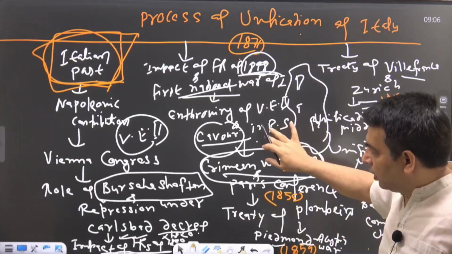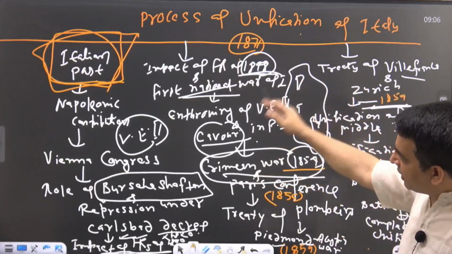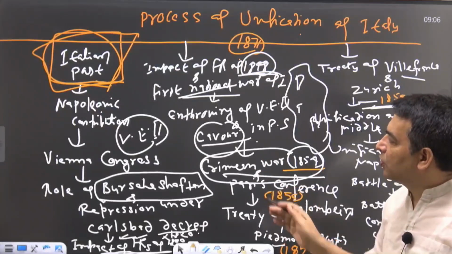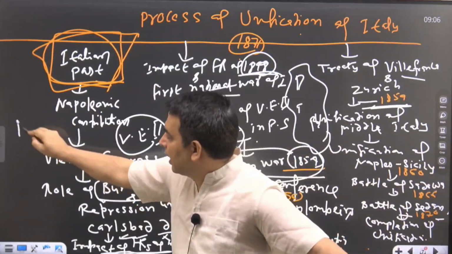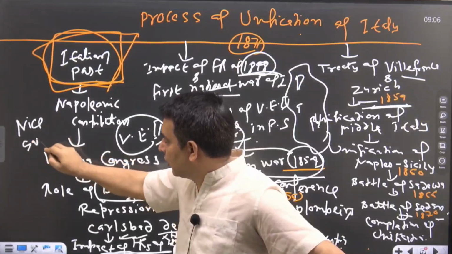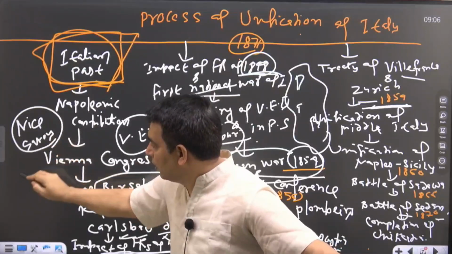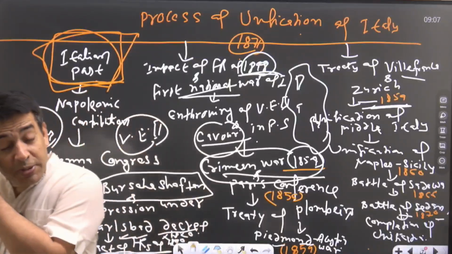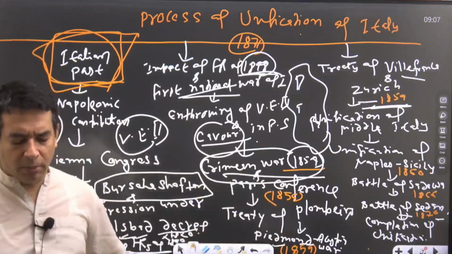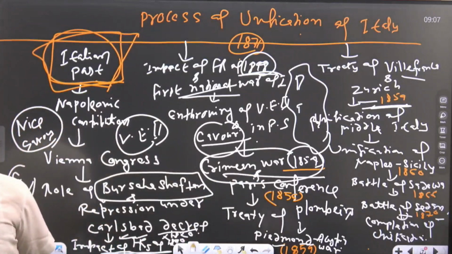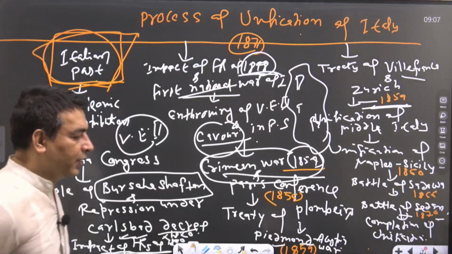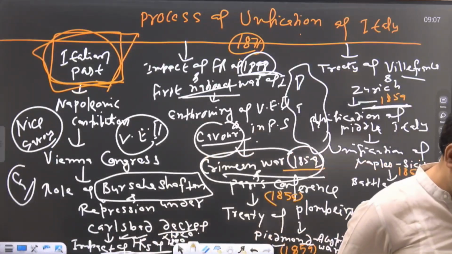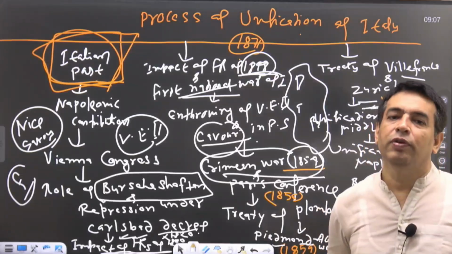So this happened on one side. On the other side, to keep quiet, France was given Nice and Savoy. These territories were given to Napoleon III's France so that France would not obstruct the ongoing process of unification of Italy. So France indirectly facilitated the unification.